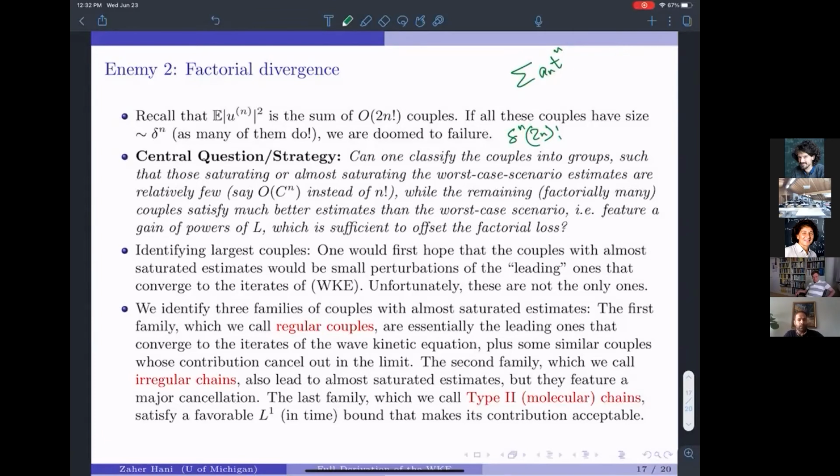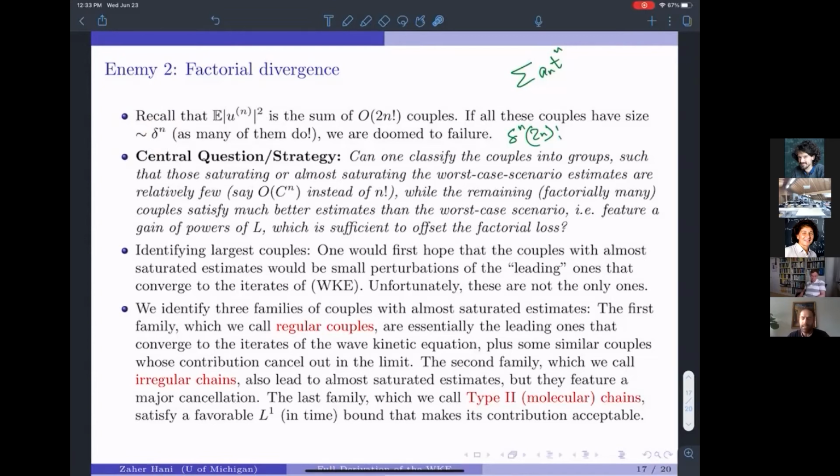The central question is the following: can one classify the couples into two groups, such that the group that saturates or almost saturates the worst case scenario estimate, which is delta to the n, that is, the group that has size delta to the n or close to it, is relatively small? Say they are exponential in n rather than factorial in n. While the remaining factorially many couples satisfy much better estimates compared to this worst case scenario. For example, can they feature a gain of a power of L, which is sufficient to offset the factorial loss? The proof of this central question is really the heart of the problem.